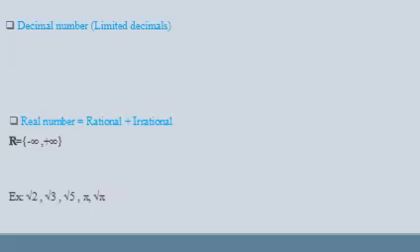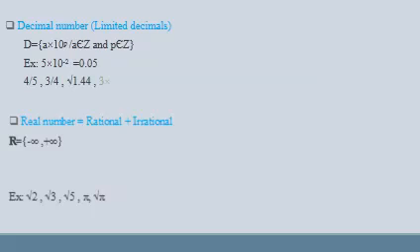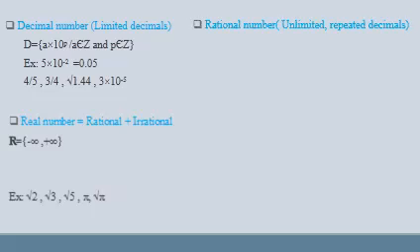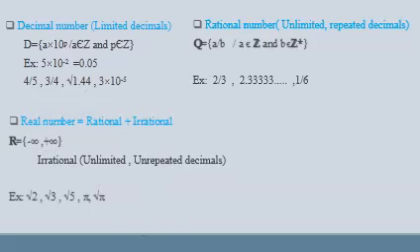And decimal numbers are numbers that are finite, meaning they never have periodic or repeated digits. For example, 0.05 is a decimal. It's a limited decimal. It's not periodic or a bar that never ends. Okay? Whereas rational numbers are the unlimited or the repeated decimals. Okay?